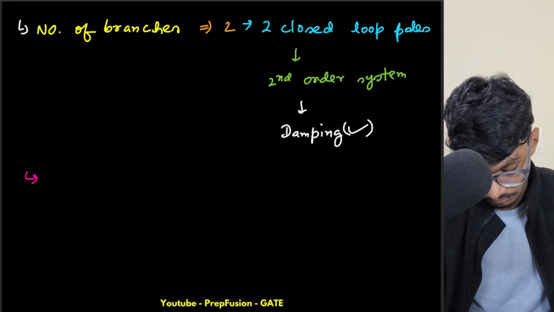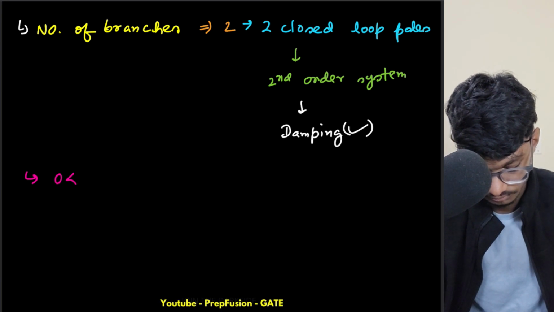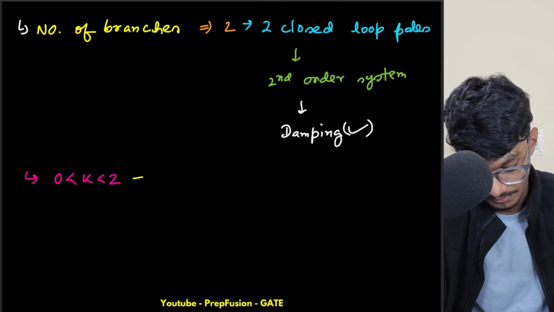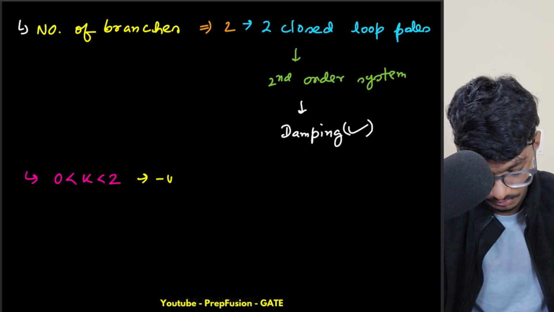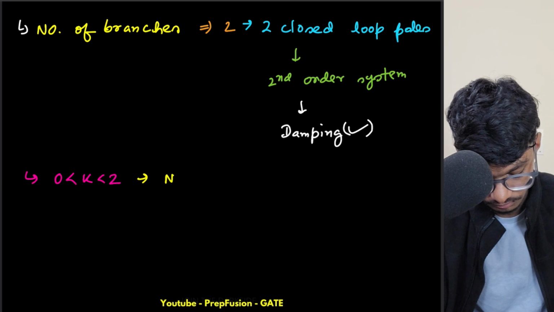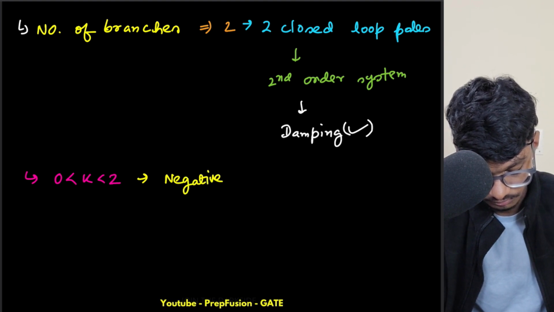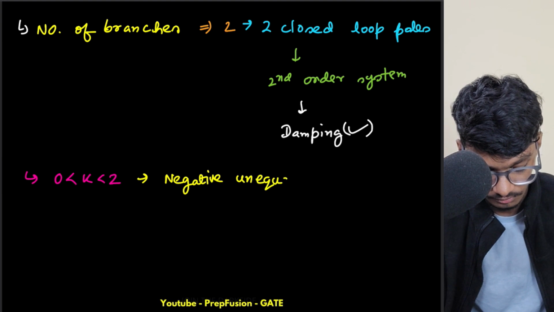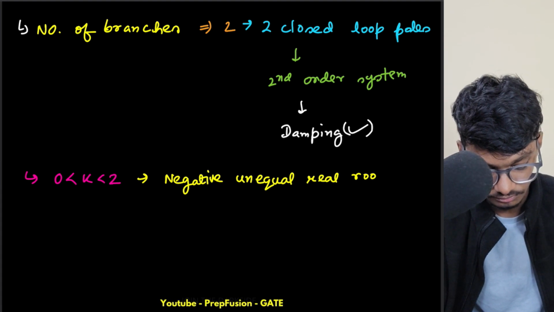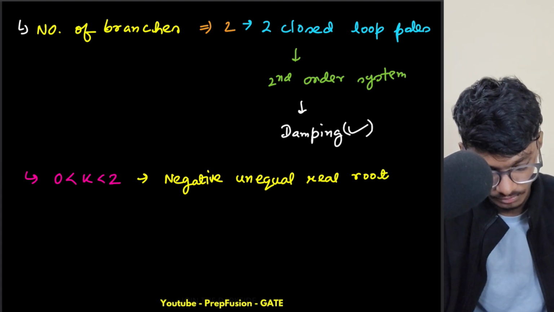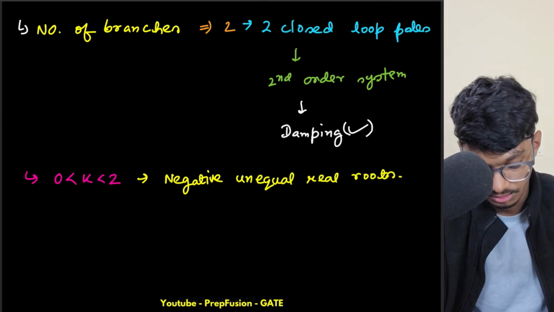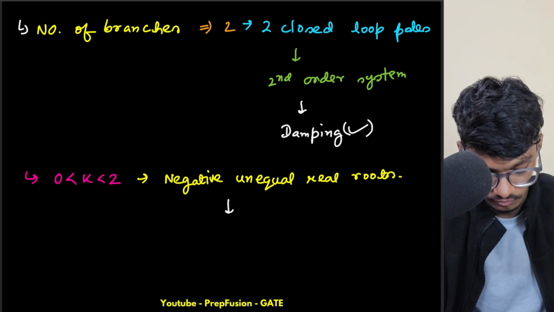So I have negative unequal real roots. So here I can say that my system will be overdamped.